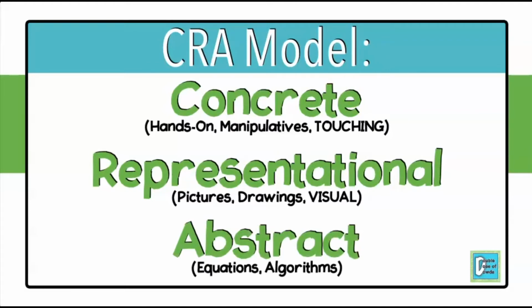And then lastly is abstract. This is when we just use equations or algorithms. There are no pictures, there's not a visual component. This is when students can do things with fluency and do not need any sort of manipulatives or representation. It's the highest level. So we want to make sure that we don't skip straight to abstract, that in every lesson, as best we can, we take students through concrete and then representational before arriving at abstract.